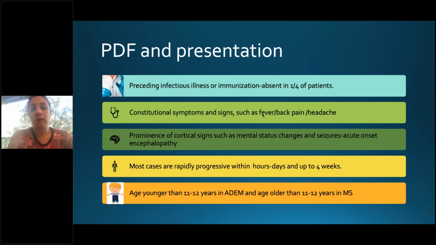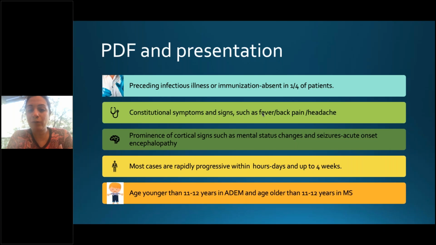There is normally a preceding infectious illness, sometimes an immunization, prior to the occurrence of acute disseminated encephalomyelitis, but this is absent in a quarter of the patients. They normally have systemic symptoms such as fever, headaches, and back pain, and our child did have most of those symptoms. And the main thing is that it's an acute onset encephalopathy. But it's an encephalopathy that we can't put down to the fever. It's not due to a post-ictal state, because they can present with seizures. So it's mainly a behavioral or mental status change. So, an encephalopathic child, basically.